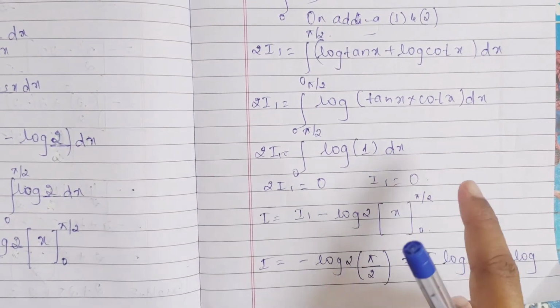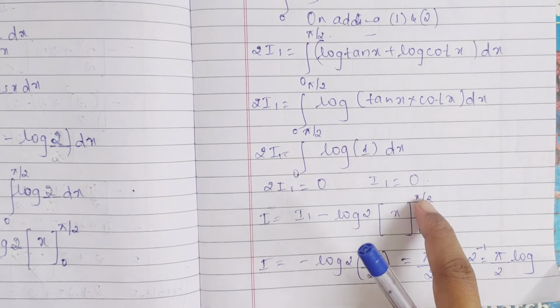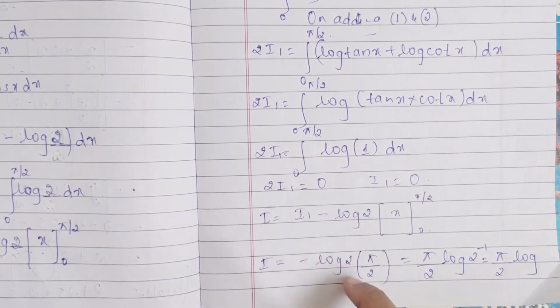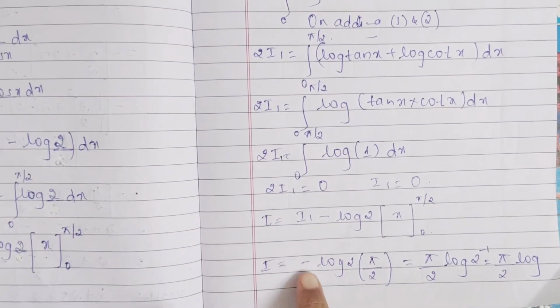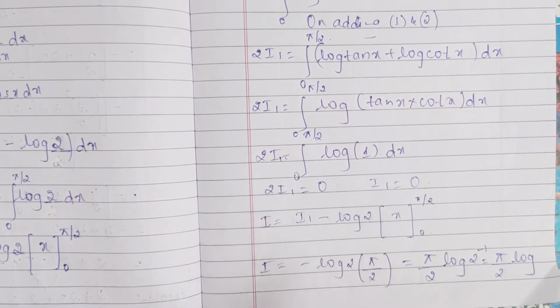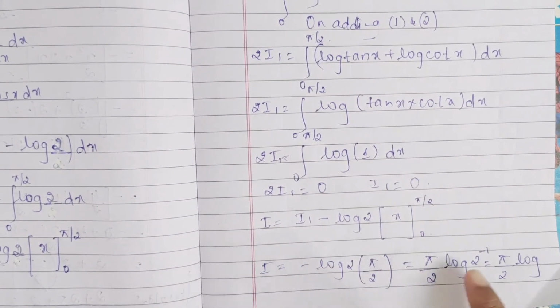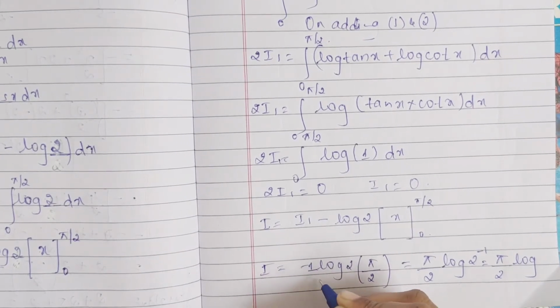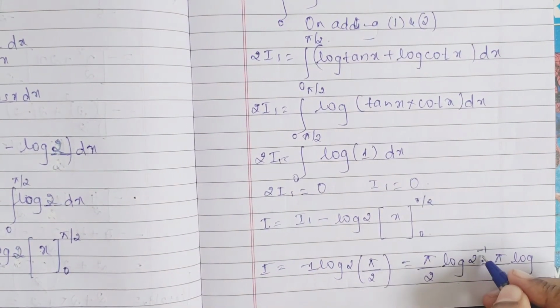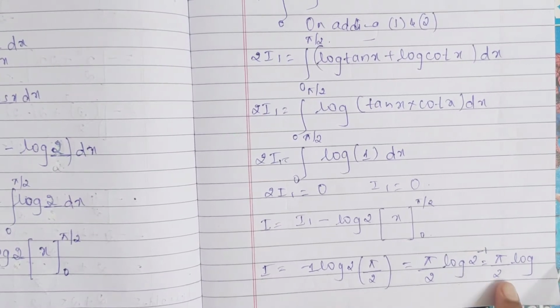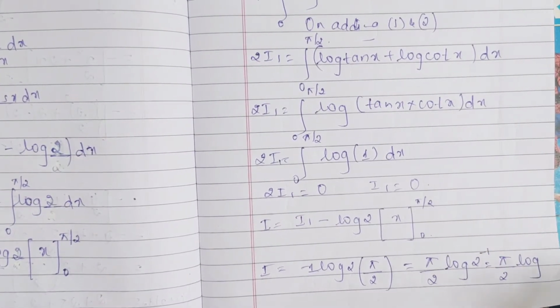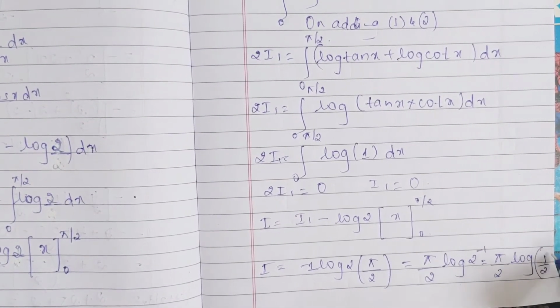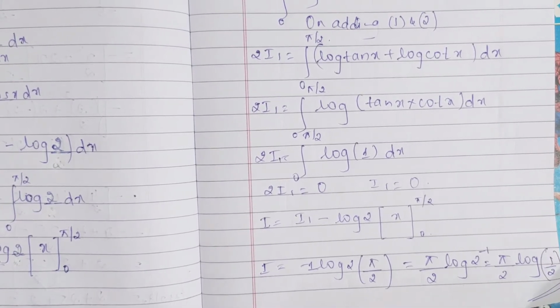You have to apply the limits: upper limit minus lower limit, pi by 2. So I will get minus log 2 times pi by 2, right? Pi by 2, if I take, minus log 2 can be written as minus 1 times log 2, so n log m becomes log m raised to n. So 2 raised to minus 1, how can we write it? 1 by 2, to make it positive. So this is your answer, right?